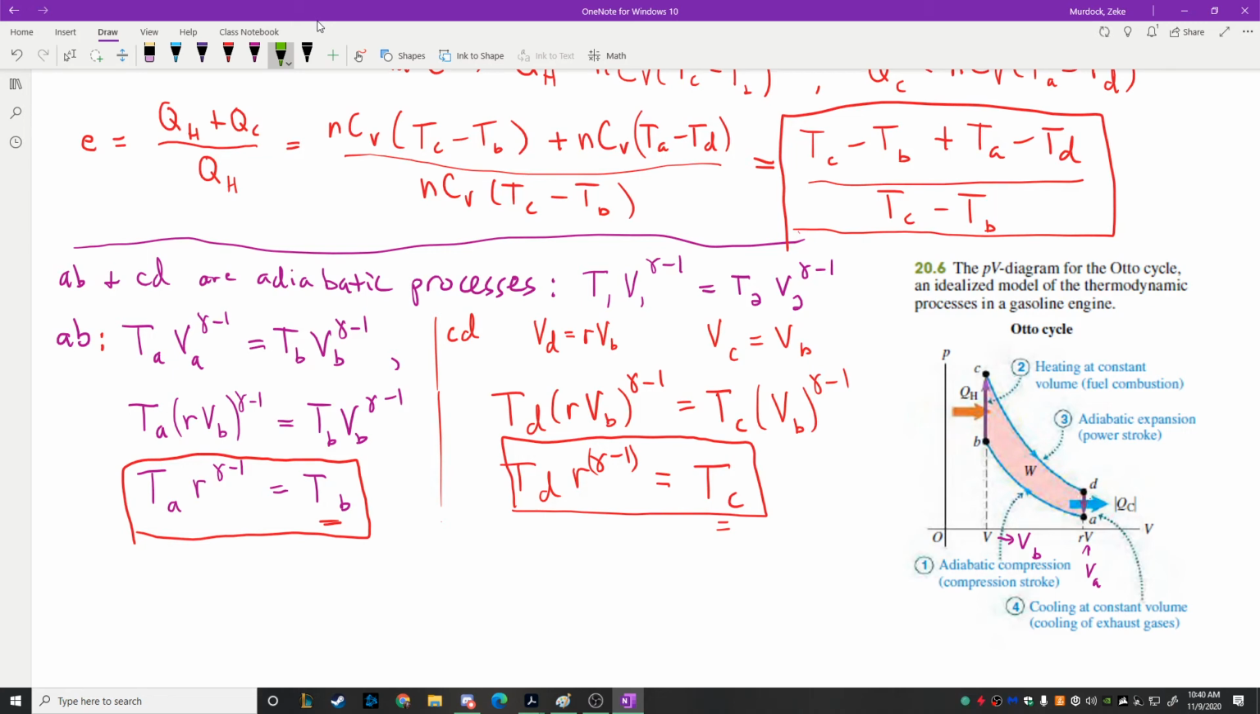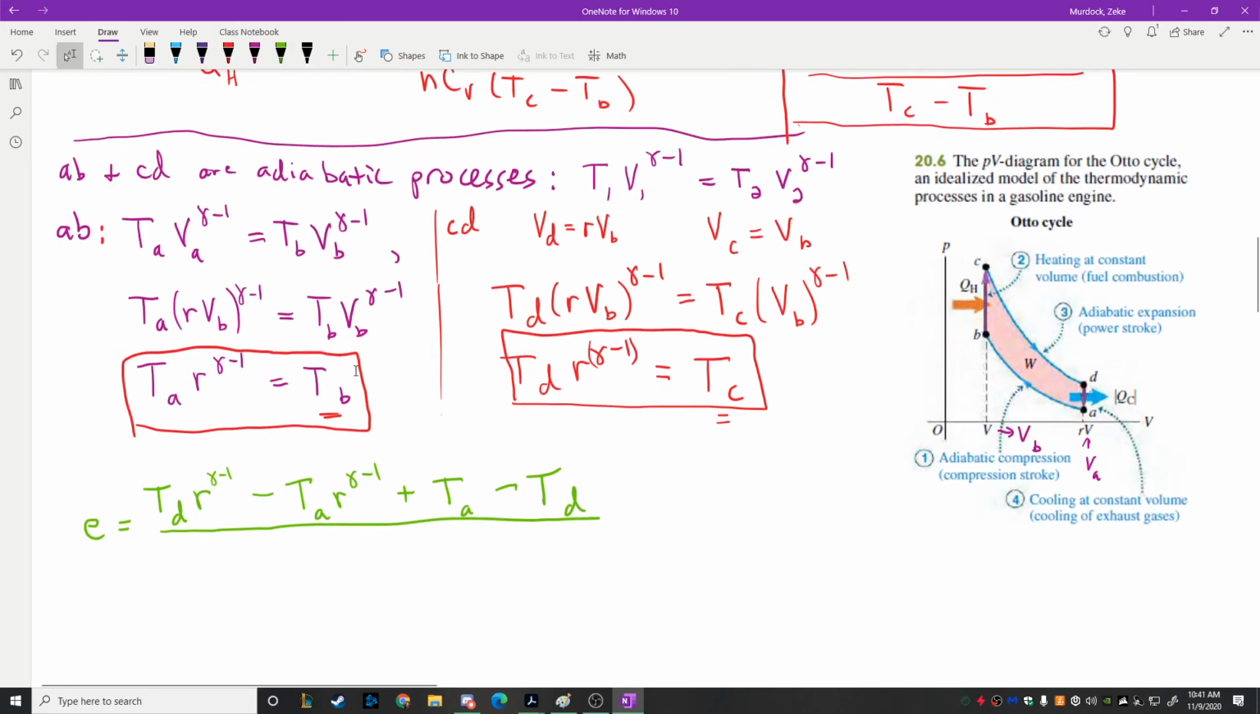Remember, this whole thing is equal to efficiency, right? That's what we're calculating. Efficiency is now going to be TD times R to the gamma minus 1, replacing the TC, minus TA R to the gamma minus 1, replacing the TB. We leave TA the way it is, so plus TA minus TD. Hopefully this will work out. In my notes, I wrote the stuff here, then I said math, and then I wrote the final answer. So we're going to see if it works out.